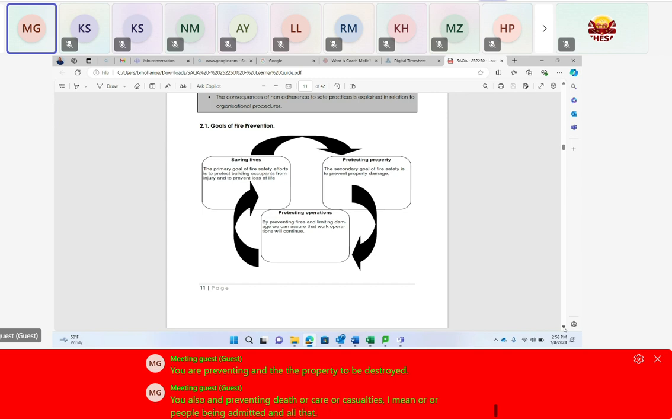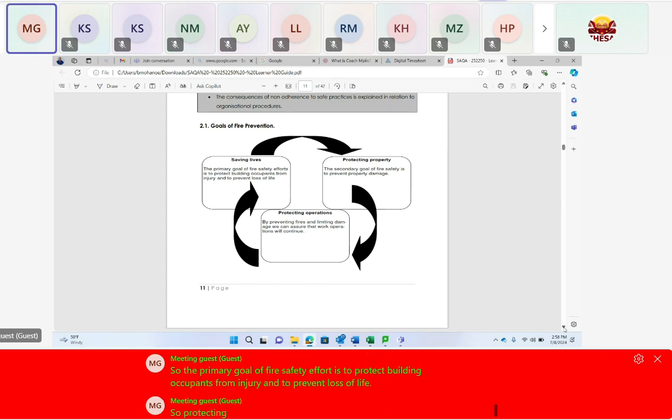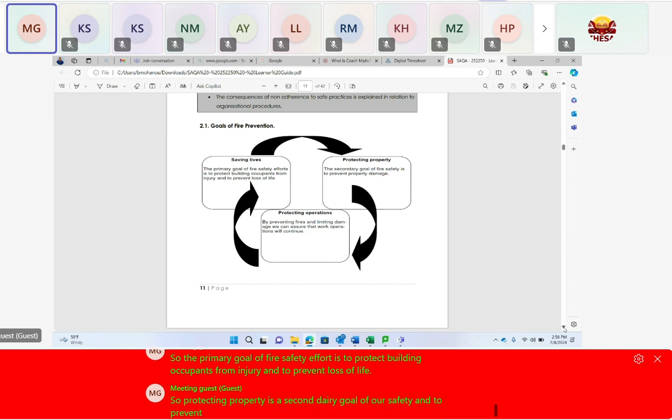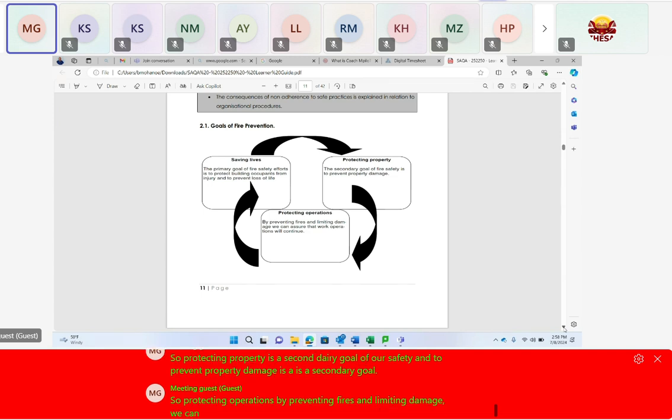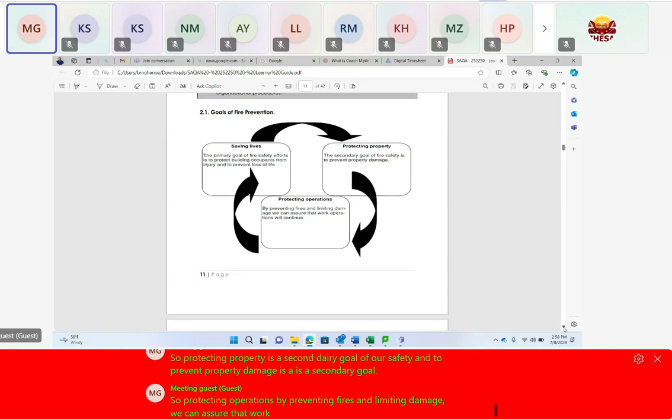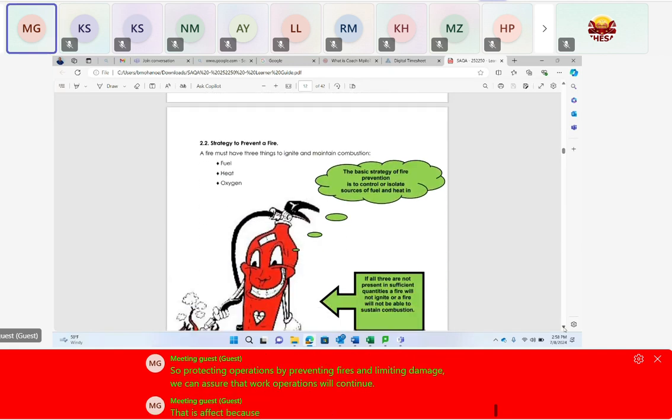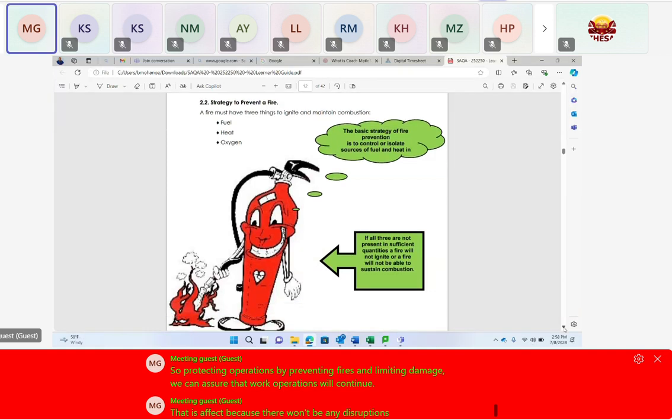So the primary goal of fire safety efforts is to protect building occupants from injury and to prevent loss of life. Protecting property is a secondary goal of fire safety; to prevent property damage is a secondary goal. So by protecting operations, by preventing fires and limiting damage, we can assure that work operations will continue. That is a fact because there won't be any disruptions. So the strategy here is to ensure that you prevent a fire.